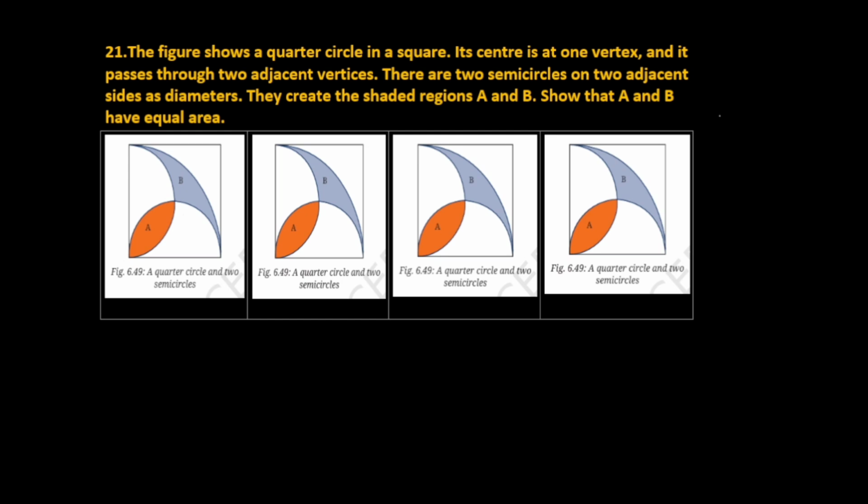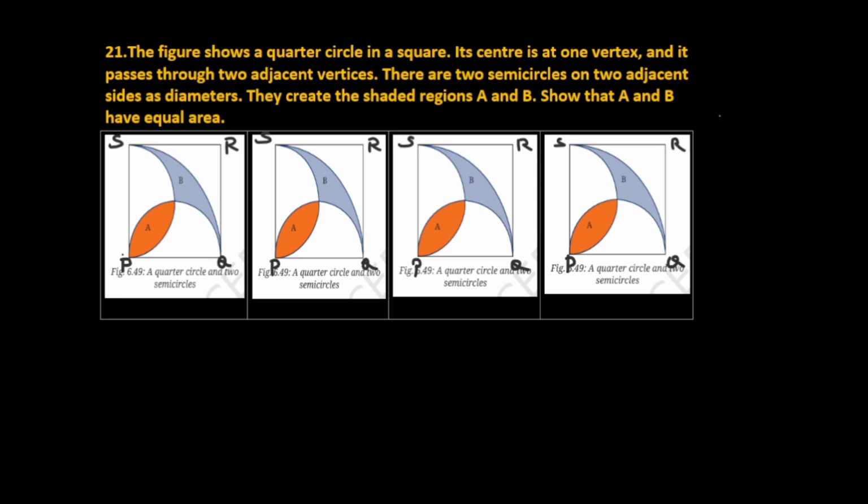So look at the first figure. Here we can name the square as PQRS. This is the square PQRS. All the figures are the same. PQRS is the square.